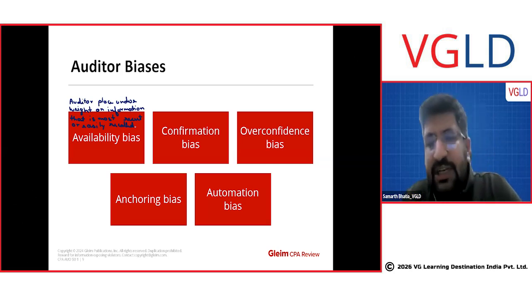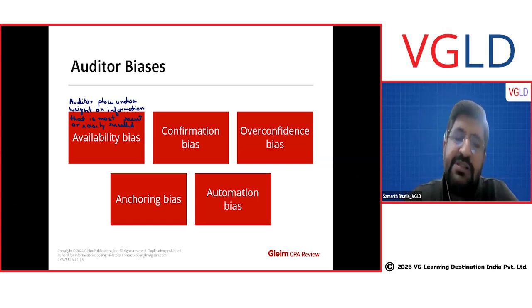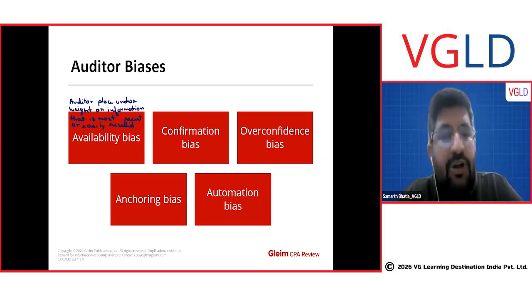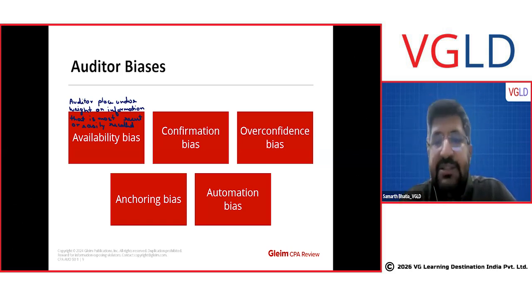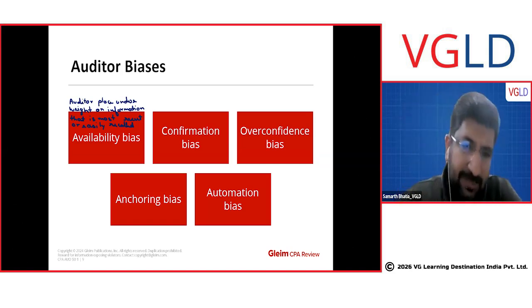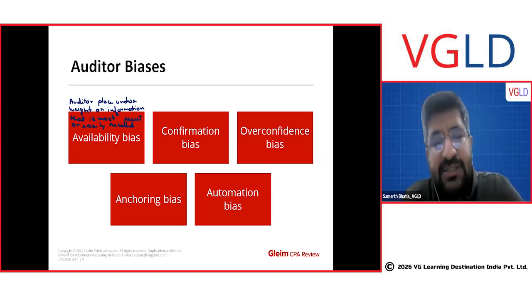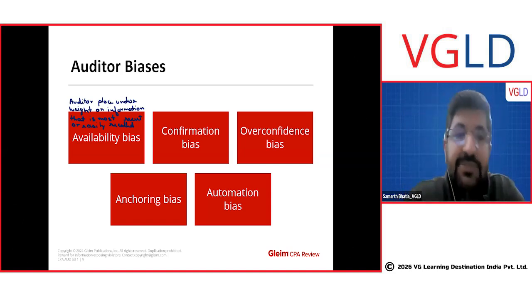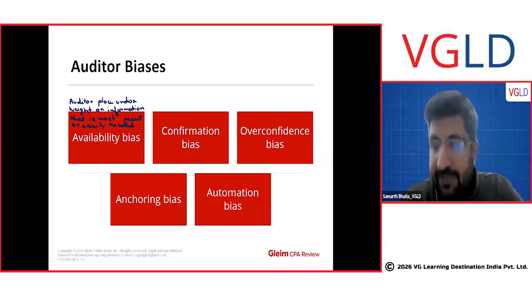Suppose an auditor underestimates the fraud risk because no fraud was detected in the recent audits. That is the availability bias, I would say. Like in the recent audits, the auditor was not able to identify any fraud, so the auditor is saying that fraud risk is less. This is the availability bias. Next is confirmation bias.